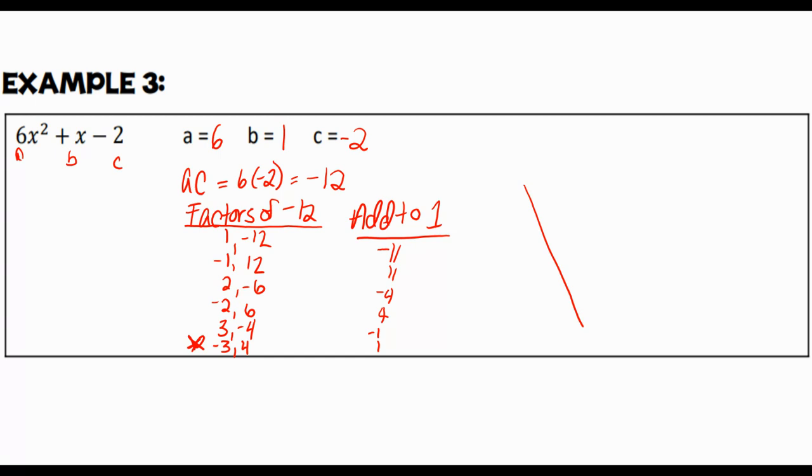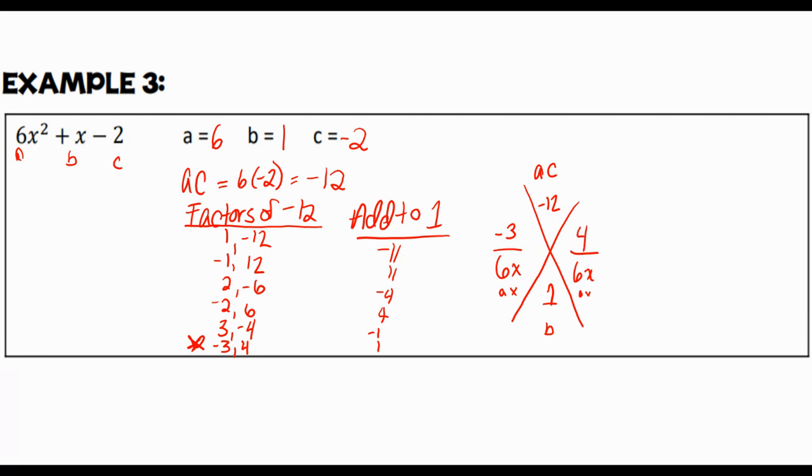So I'm going to draw my x. A times c is at the top, so I have negative 12. My b value is in the bottom, positive 1. And I write it as a fraction now. So 6x, my ax, 6x, which is a times x. And now my factors. So I have negative 3 and 4.